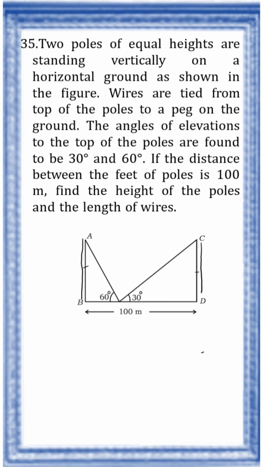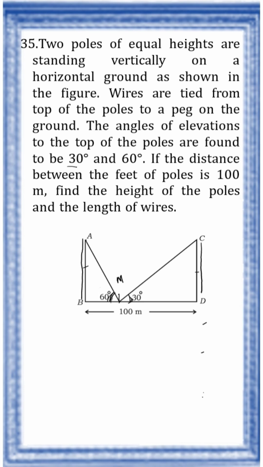Wires are tied from the top of the poles to a peg on the ground. Here is a peg. Let us name it as M. From A, the rope AM, and from C, the rope CM are tied. This angle is 60 degrees, this angle is, look at the figure, 30 degrees. Don't get confused here. Because 30 has been given first, our hand goes here only. This is 30, but it is not 30, it is 60, because I made the same mistake while solving. Then I corrected it.